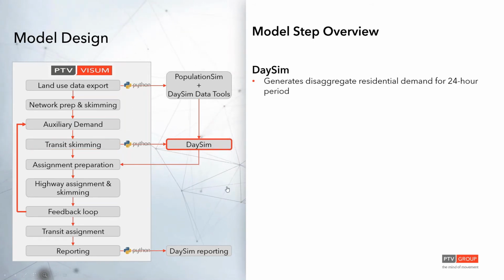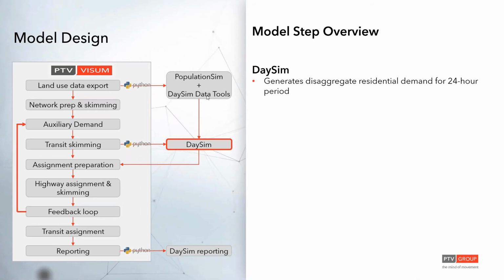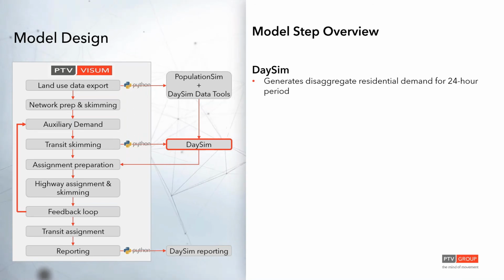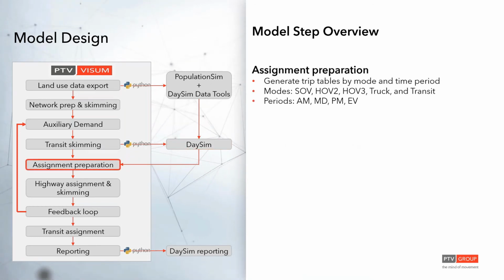So at this point, Visum interfaces with DaySim, and DaySim has all the inputs that it needs. From PopulationSim, it gets the synthetic population, and from the DaySim data tools, the land use data is in place, and then from Visum, the transit and highway skims are exported in the format required for DaySim. And then DaySim generates trip tables or trip lists for the 24-hour period.